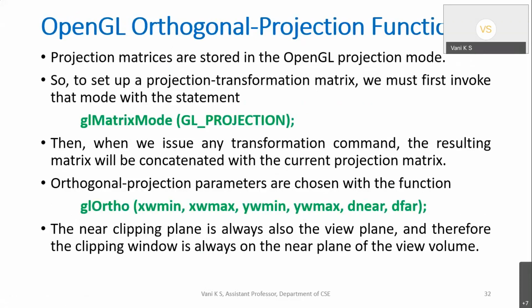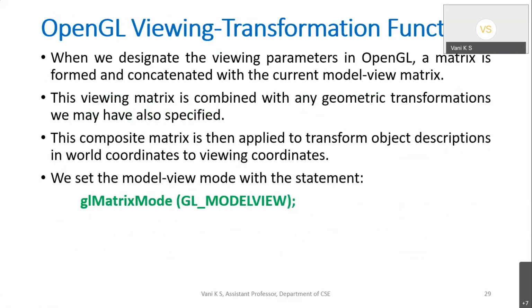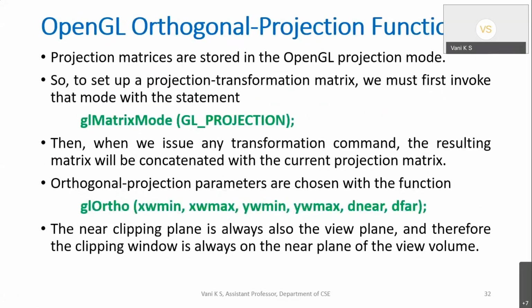Then if you want to set up your view volume, the orthogonal view volume, you have to change your projection matrix. Till now it was the model view matrix, because all our object constructions and transformations happen in the model view matrix. Once you want to apply projections, you change your matrix mode to the projection matrix. We can do this with the function GL_PROJECTION. Before it was model view, where all our object coordinates, world coordinates, and transformations were done. Now we have to change it to the projection matrix.